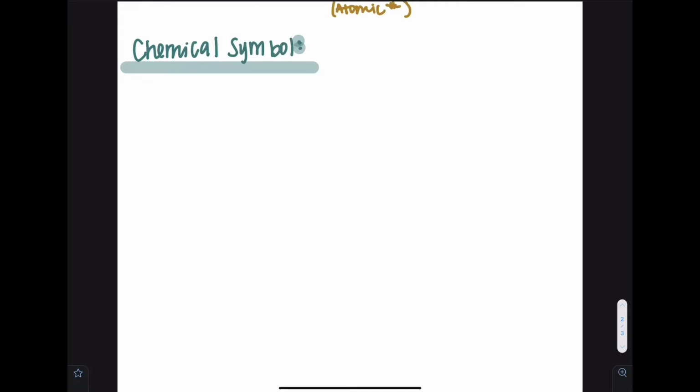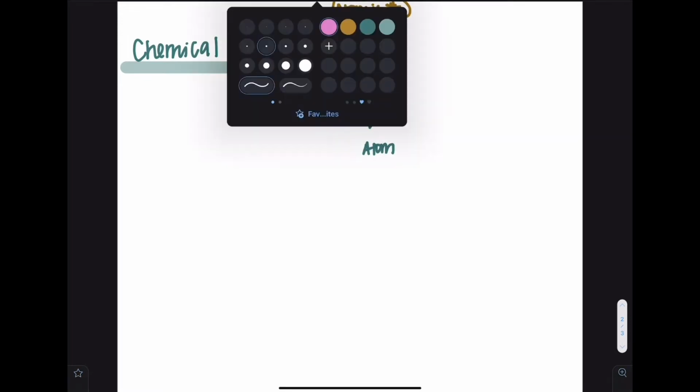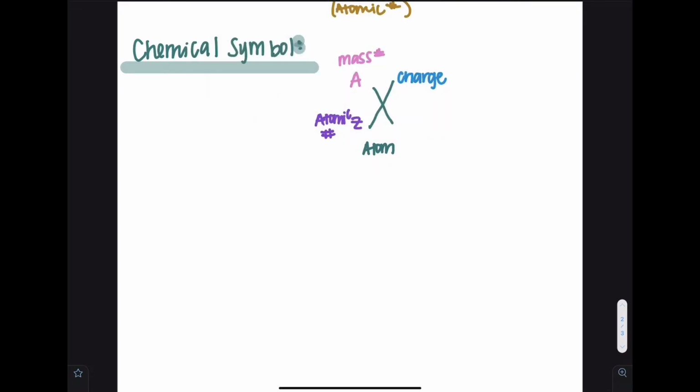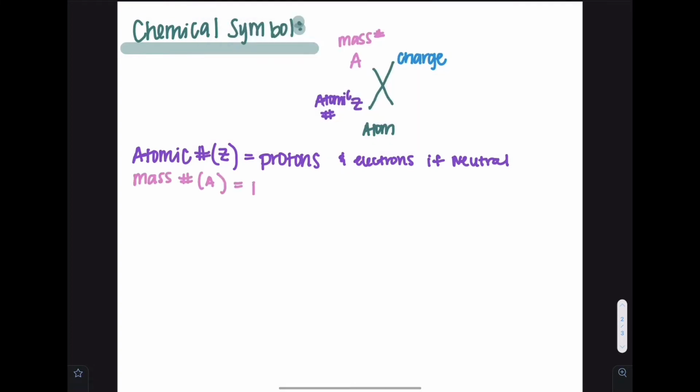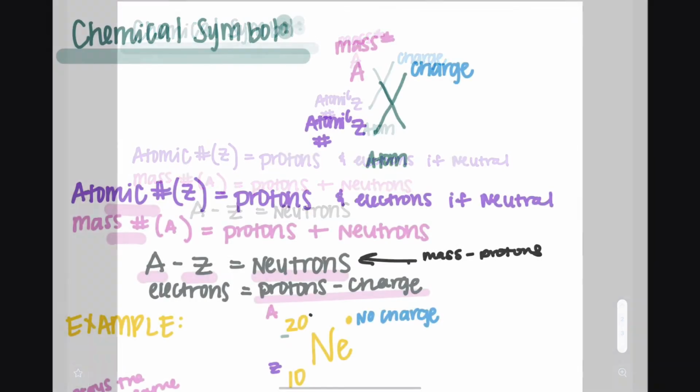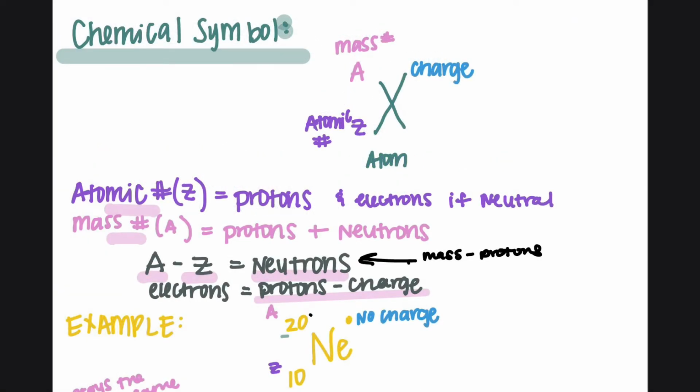Up next, we're going to talk about the chemical symbol. We're going to start off with X, meaning just the atom. The A on the top left is going to be the mass. The bottom Z is going to be the atomic number. And the top right is going to be the charge. So like I said, the atomic number Z is going to equal the protons and the electrons if it's neutral, so meaning no charge at all. The mass number A will equal protons plus neutrons, getting the mass. So A minus Z is going to equal neutrons, which is mass minus protons.